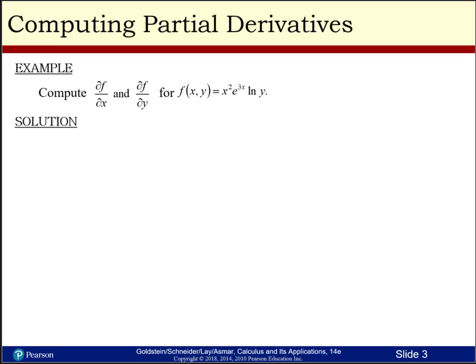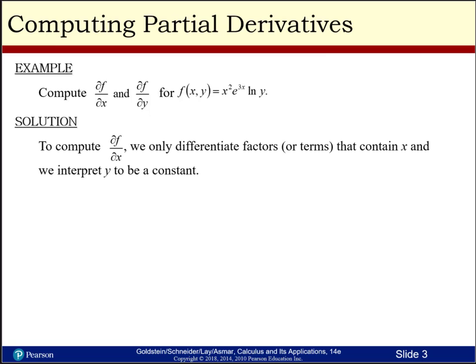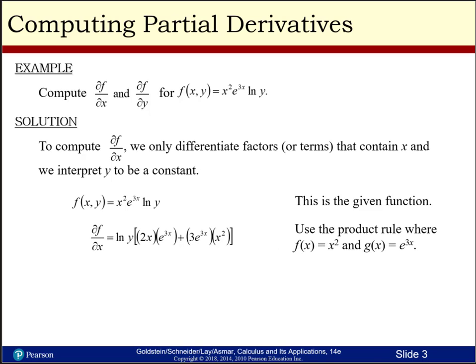of f with respect to y for f of xy equals x squared e to the 3x natural log of y. So to compute the partial of f with respect to x, we're only going to differentiate factors or terms that contain x, and then we're going to interpret y to just be a constant. So here's our function, and we have our x squared and we have e to the 3x. Those two things are multiplied together, so we'll use the product rule, and that natural log of y is just going to plop out in front just as if it's a constant.